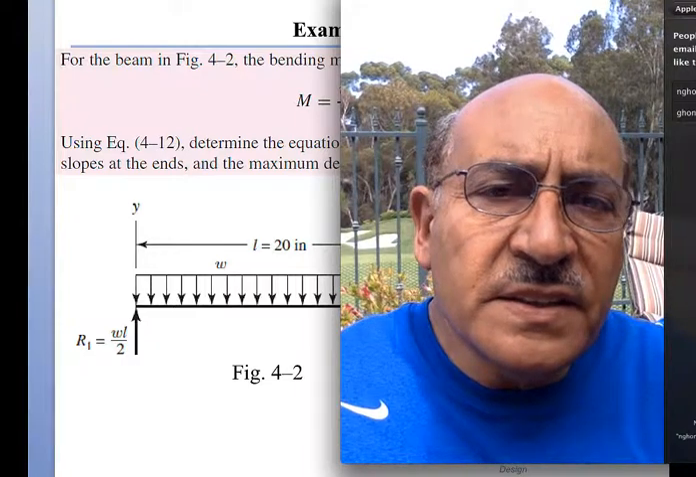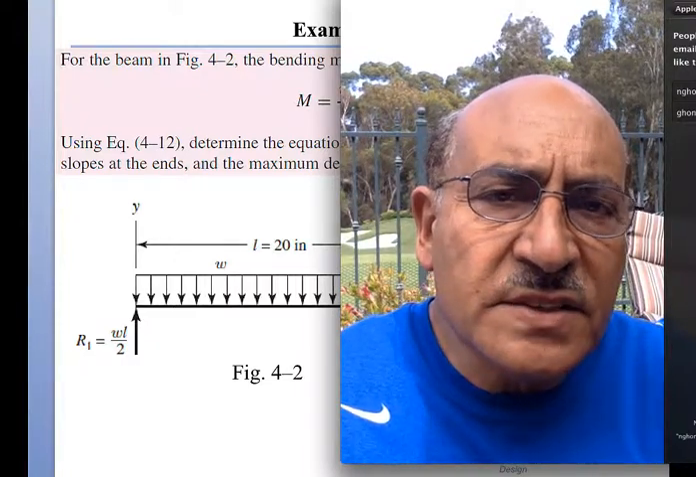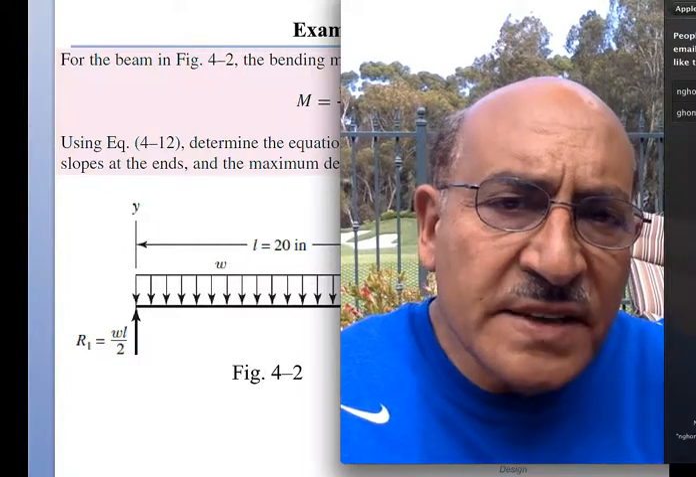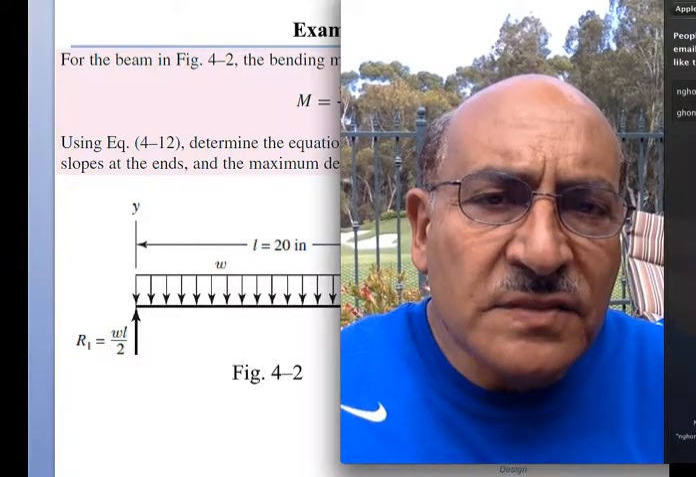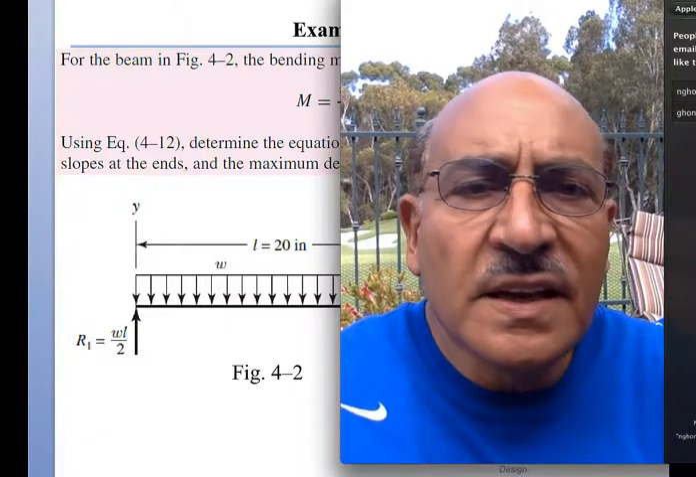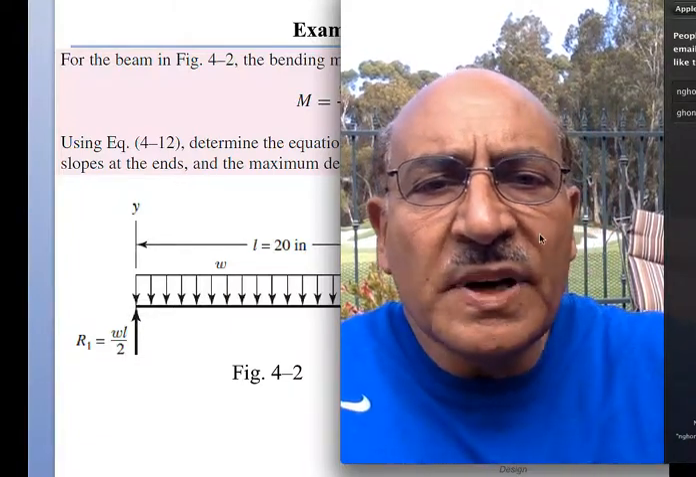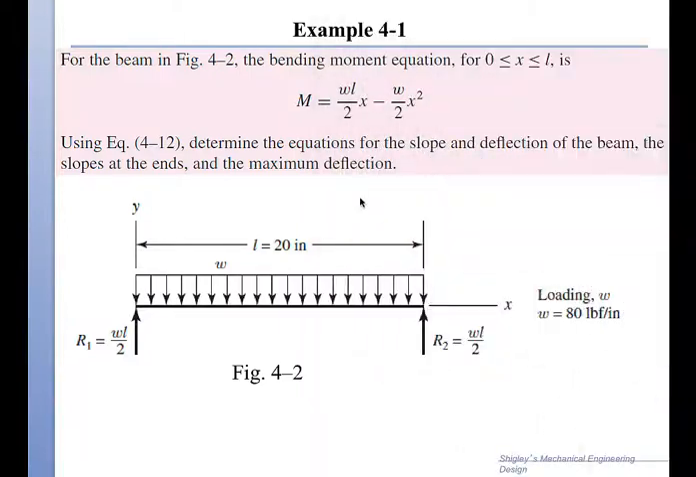and then integrate it once to get the slope. I'm going to have a constant of integration, integrate it twice to get the deflection curve, and I'm going to have a second constant. I will find the two constants of integration by applying the boundary conditions. So here is the procedure. I have here this equation for a moment.